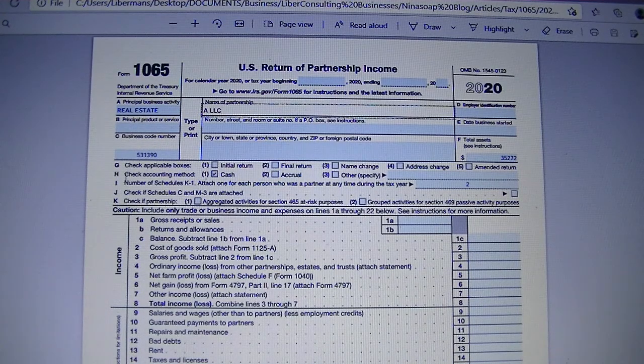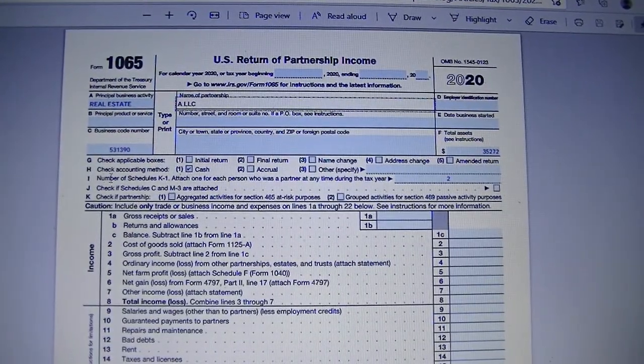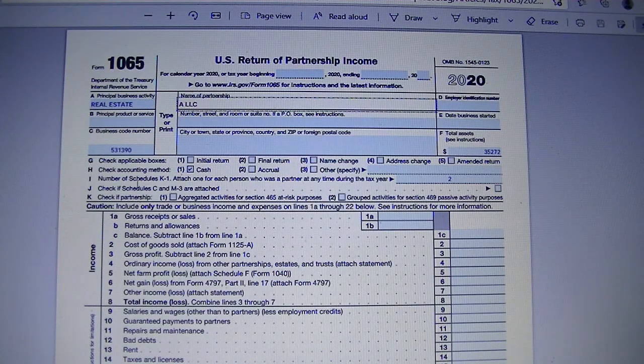And then item H, you have cash or accrual. If you are using accrual, you check accrual. If you are using cash, you check cash. Usually on your initial return you'll check one, and that's what you should stick with. To change it, you have to complete a form to request IRS approval, I believe. And item I, the number of Schedule K-1, that's the number of partners you have, so you'll add it.